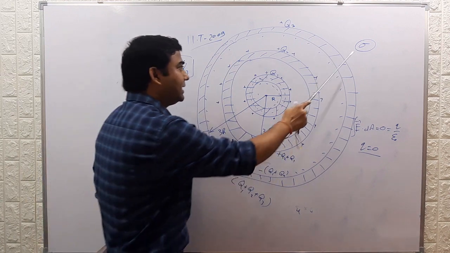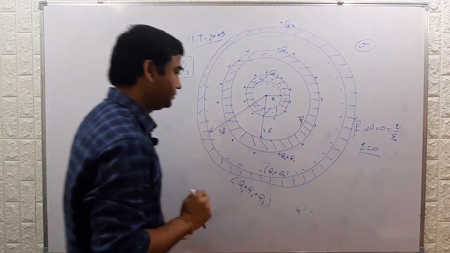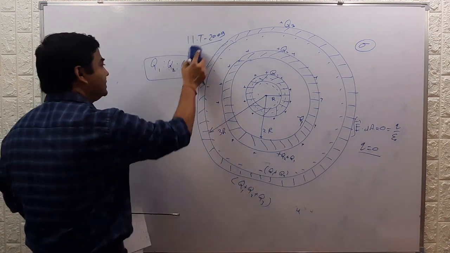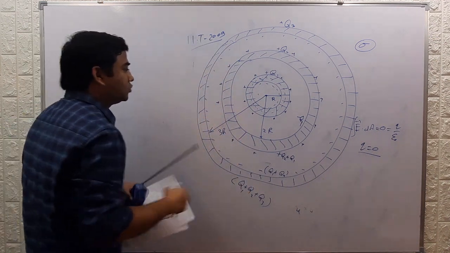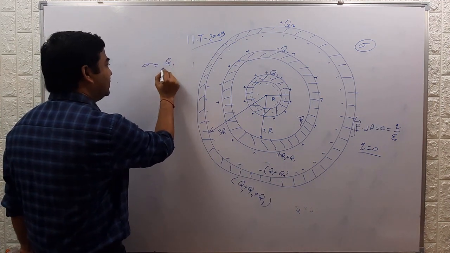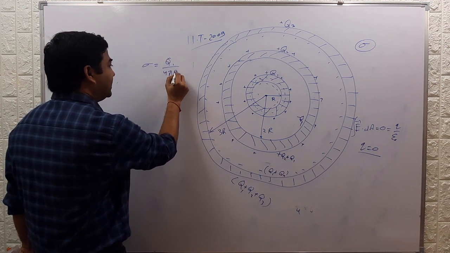Now it is given that the charge density is the same. The charge density at the outer surfaces is the same. So for the inner sphere, the surface charge density is Q1 by 4 pi r square.